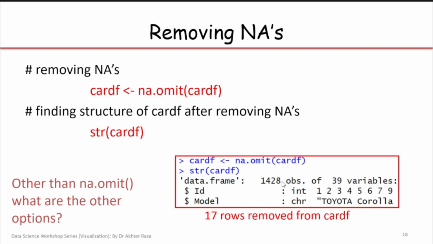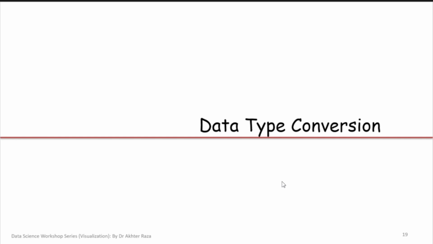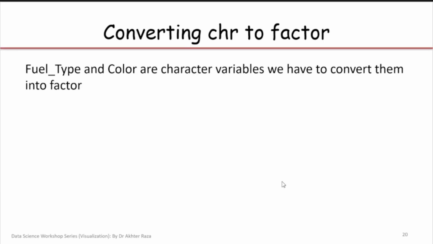The next is the type conversion. Type conversion means there are two variables, one of them is the fuel type variable and the other is the color variable. These two variables are non-numeric variables. We can convert these two non-numeric variables into factors because these are categories, not strings. So every categorical variable can be converted into a factor by using either the as.factor command or just the factor command. The fuel type and colors.